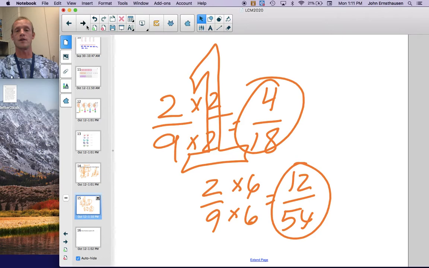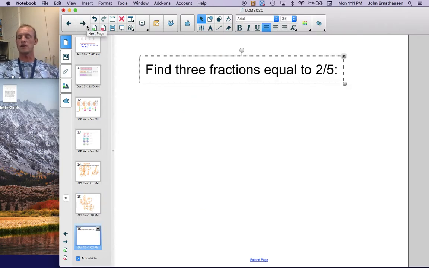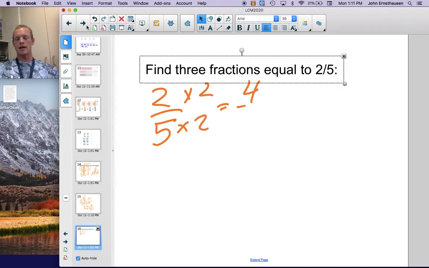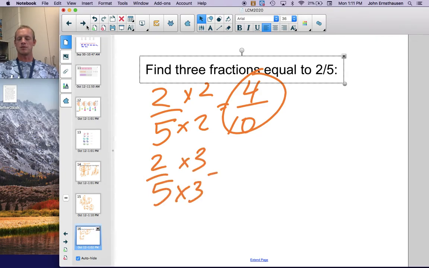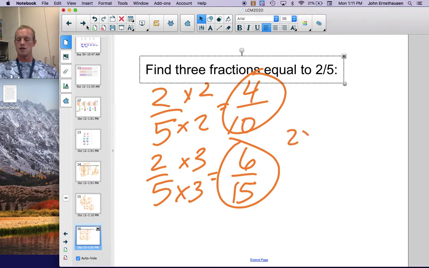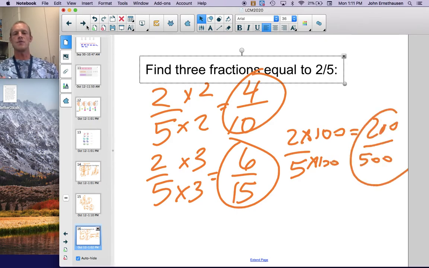Let's take this a step further and see if you can do this one. So find 3 fractions equal to 2/5. Okay, pause the video as you try this. All right, unpause now. And it doesn't matter what you multiplied by. One answer that probably some of you had was 4/10. Another answer that probably some of you had was 6/15. Another answer that some of you might have had could have been even 200/500ths, because if we multiply the numerator and denominator by the same number, we get itself because it's like multiplying by 1.